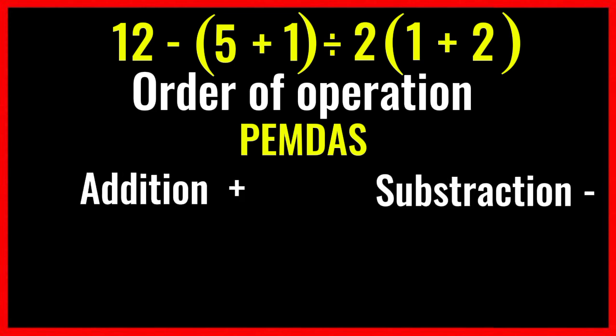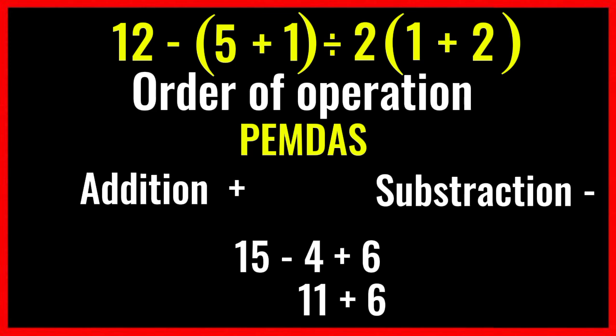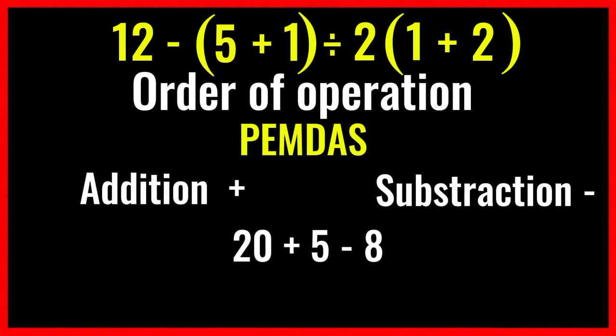Finally, we have A and S, addition and subtraction. These also have equal priority, just like multiplication and division. Always solve them from left to right. For example, 15 minus 4 plus 6. Start from the left. 15 minus 4 equals 11. Then, 11 plus 6 equals 17. Another example, 20 plus 5 minus 8. 20 plus 5 equals 25. 25 minus 8 equals 17.